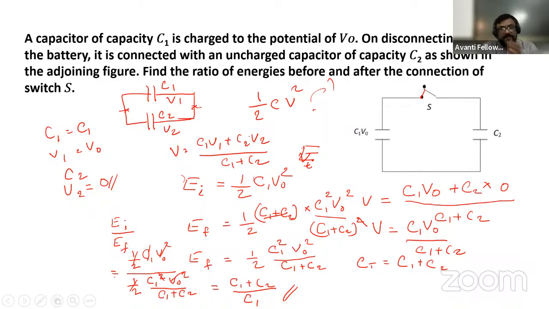So now you can keep this one as an equation like this. If it is asked for a 1 mark question, definitely you can directly write the ratio, the sum of the capacitors divided by the capacitance of the first capacitor, C1 plus C2 divided by C1. This is how to solve this question. Okay.